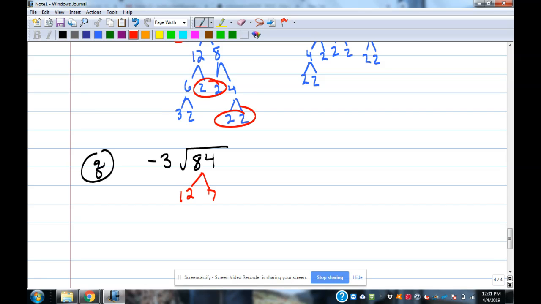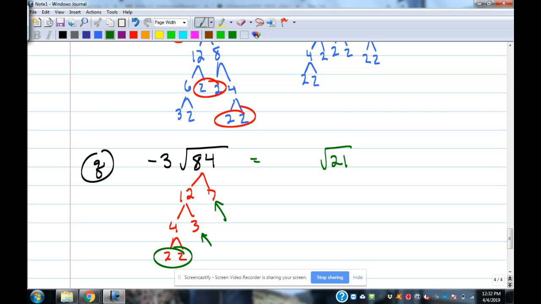But 12, I've done a lot today. So 2 and 6 or 4 and 3, doesn't matter which way you want to do that. I'll do 4 and 3. And then 2 and 2. Because it puts my pair of 2s right there together. That's why I usually use 4 and 3 for 12. Look for pairs. Got a pair of 2s. And I got 3 and 7 that don't have buddies. So that's going to be 21. Where is it at? Inside of the square root. That's right. Good job.